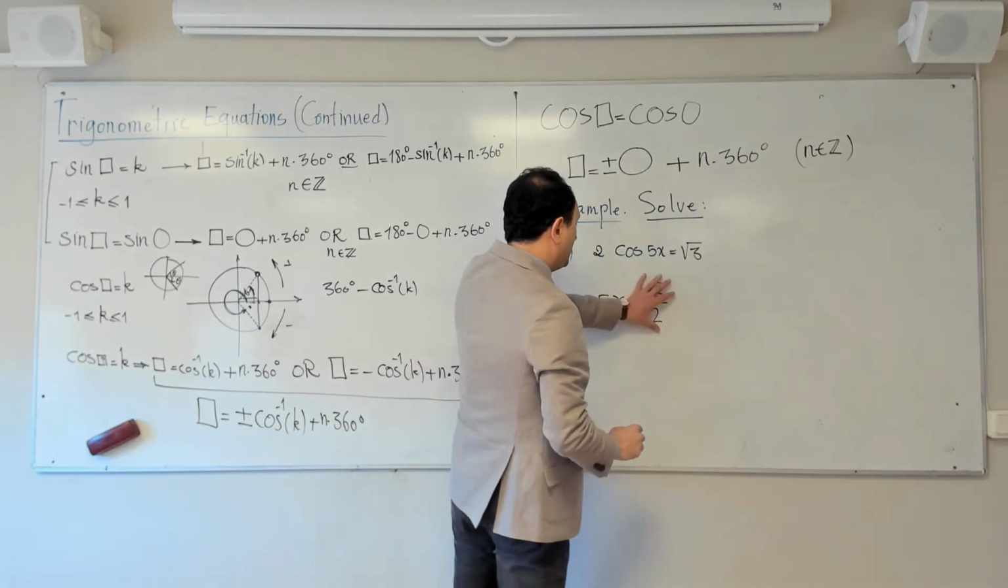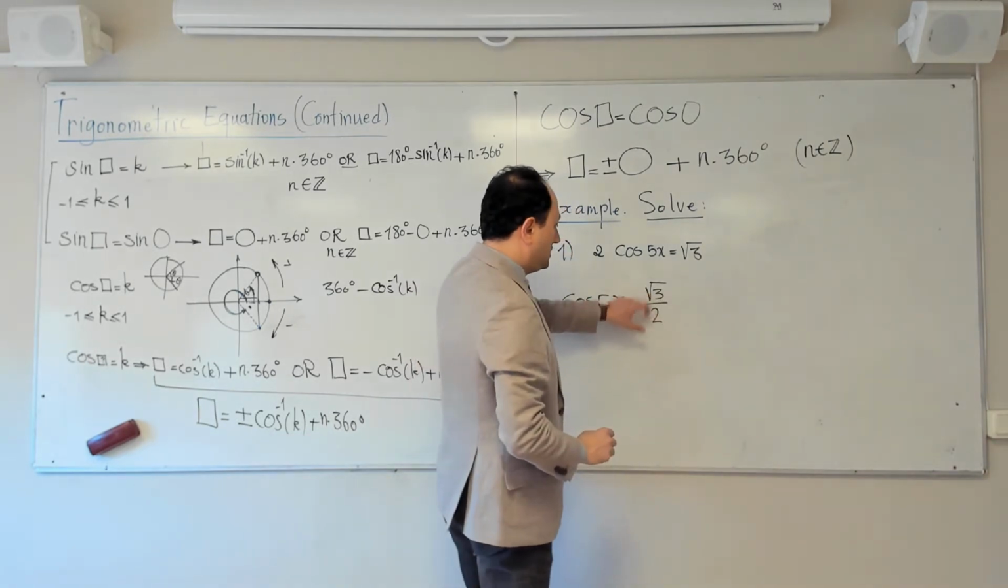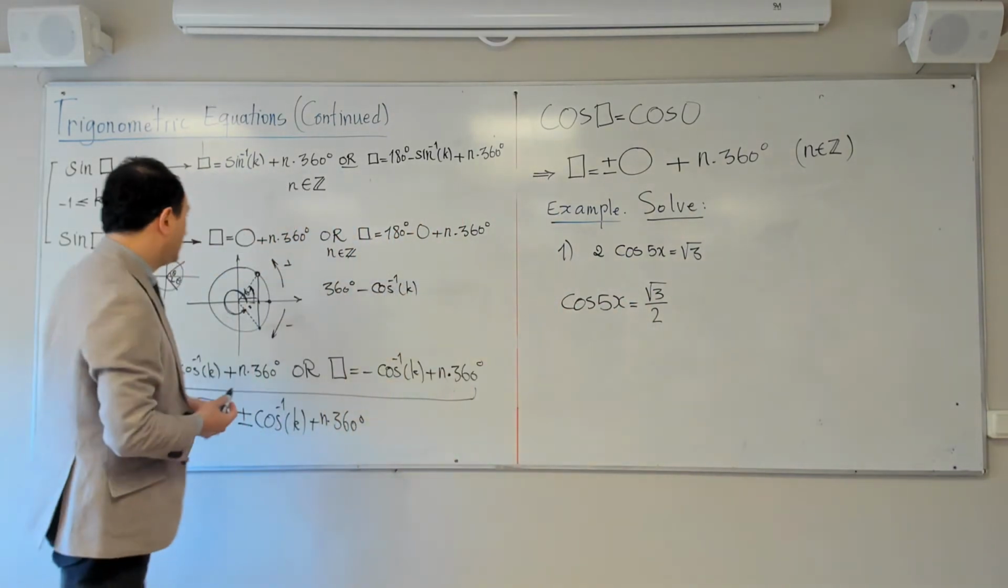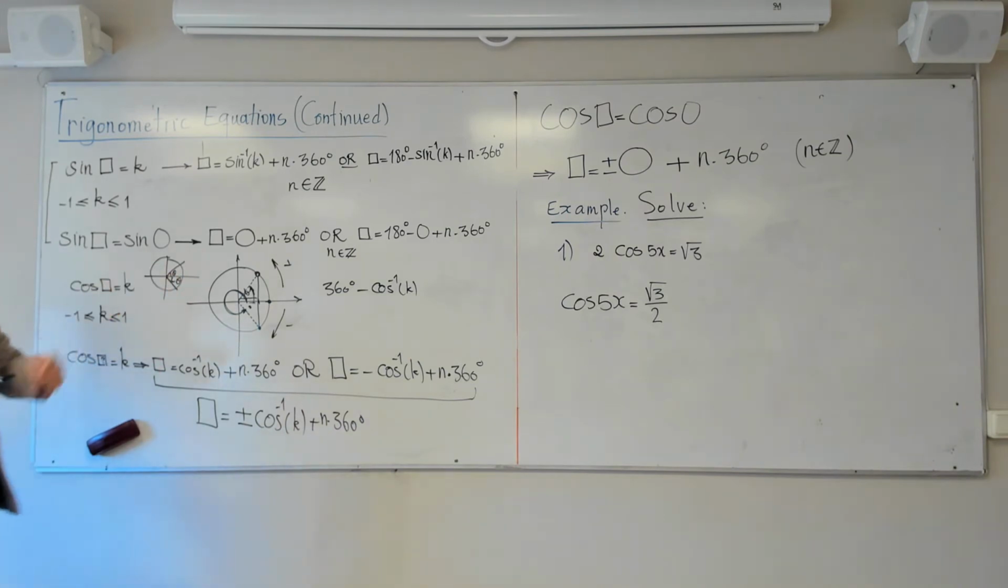Is this number acceptable for cosine? Yes, because this number is smaller than 1 and greater than minus 1, so it is acceptable. Otherwise, you just immediately say that there are no solutions. And that is also solving the equation. Solving an equation means find all possible solutions, so you would say that there is nothing possible here.